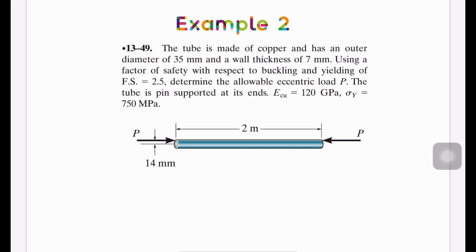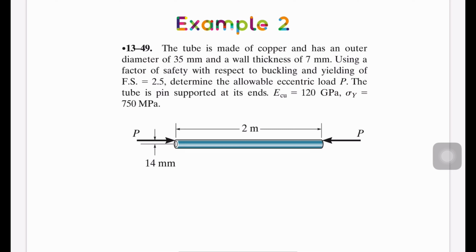The tube is made of copper and has an outer diameter of 35 mm and a wall thickness of 7 mm. So that means you have this outer diameter of 35 mm and the thickness of 7 mm. Using a factor of safety Fs of 2.5, determine the allowable eccentric load. The tube is pin supported at its end.